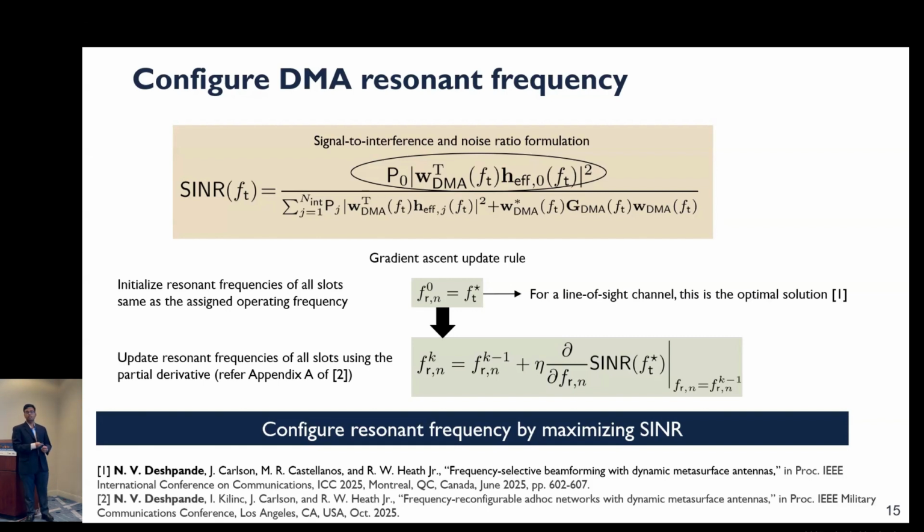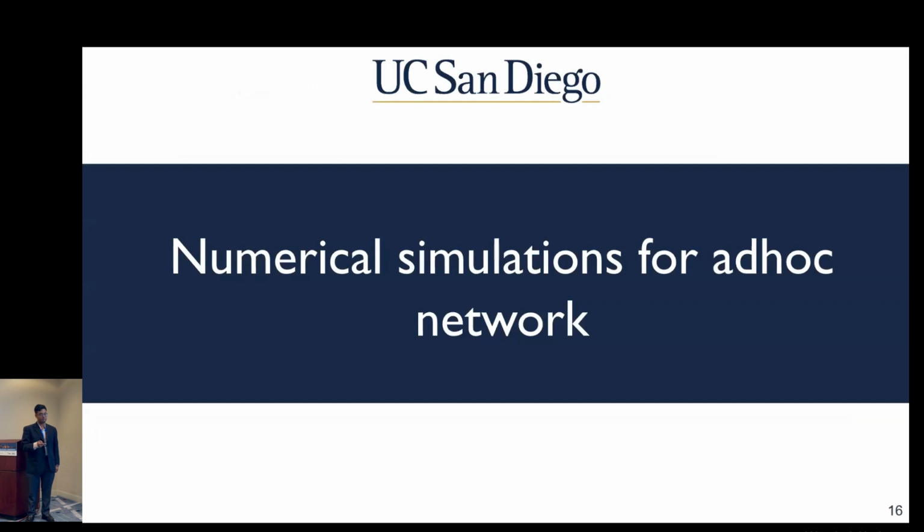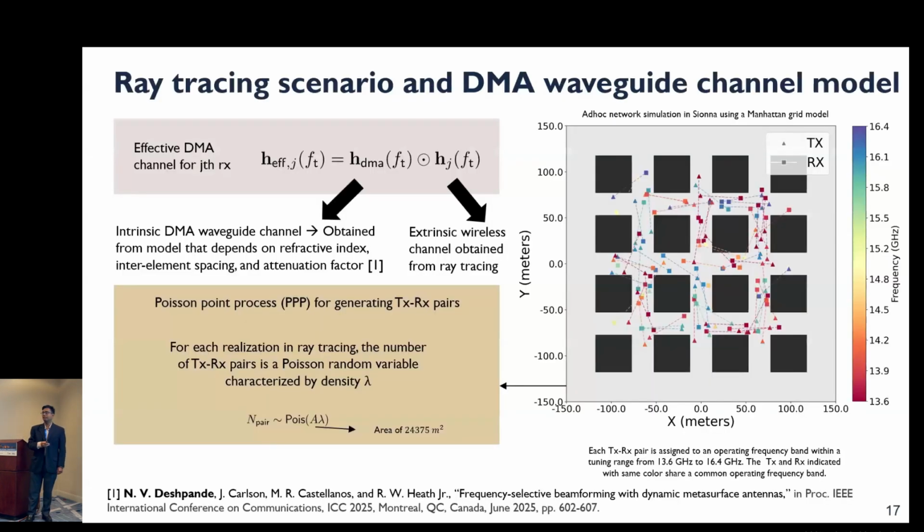Then we perform numerical simulations for the ad hoc network. In the simulations, we adopt a ray tracing environment in the Sionna software where we have this Manhattan grid, and this grid has multiple TX-RX pairs. To simulate the TX-RX pairs, we use a Poisson point process, where the number of TX-RX pairs is a Poisson random variable governed by the density lambda. So the number of pairs depends on this density lambda and the area of the entire grid.